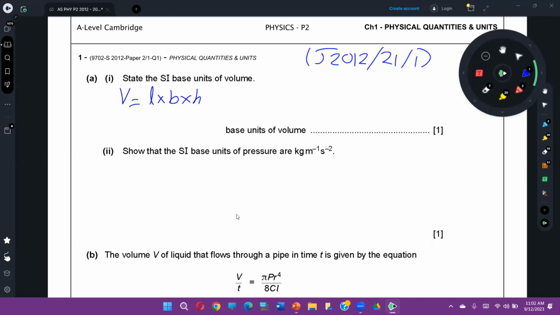Volume is equal to length into breadth into height. So please help me make the unit. Work along with me: meter times meter times meter.